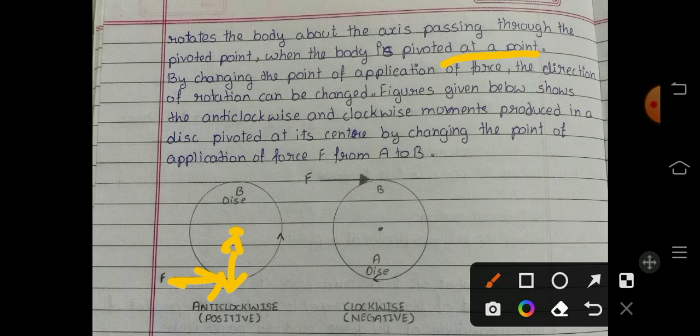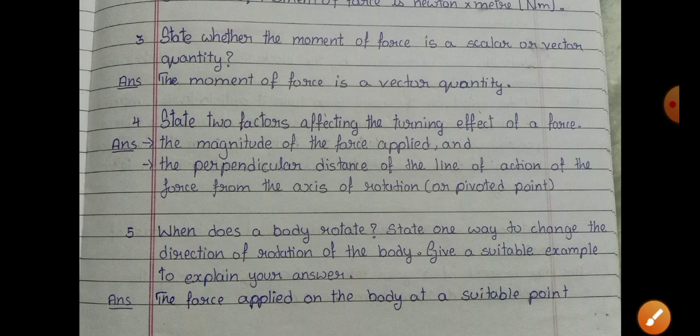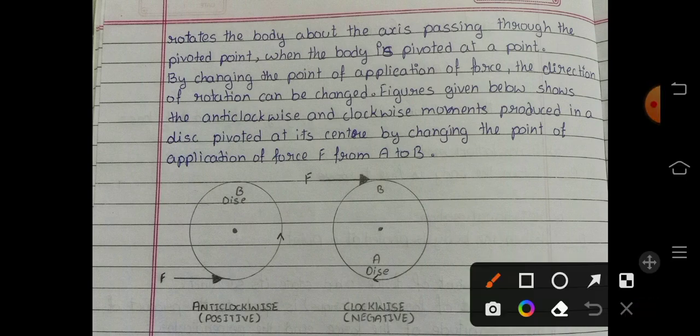Now, by applying the force, the body starts to rotate. It's clear now. So what does the next sentence say? State one way to change the direction of rotation of the body. It means that by changing the point of application of a force, the direction of rotation can be changed. The figure below shows the anti-clockwise and clockwise movement. So in the rotation, one will be anti-clockwise and another will be clockwise. If you apply the force at this particular suitable point, or here, it will start to rotate.